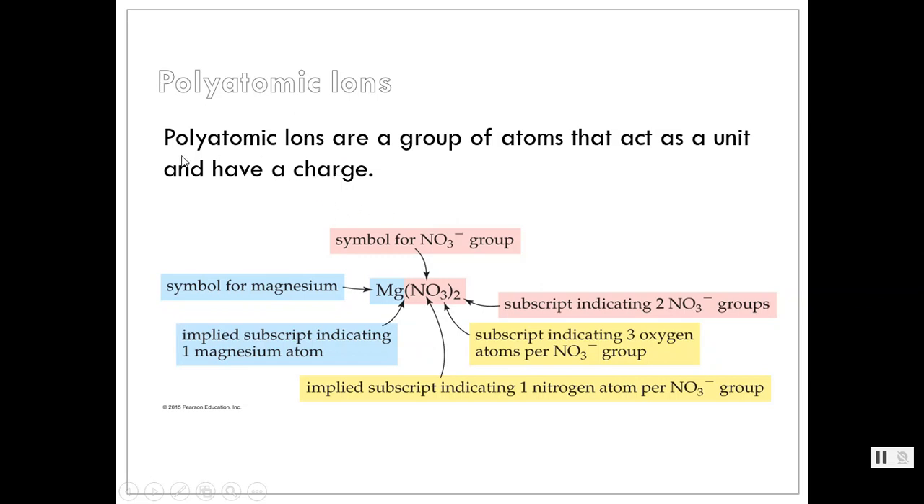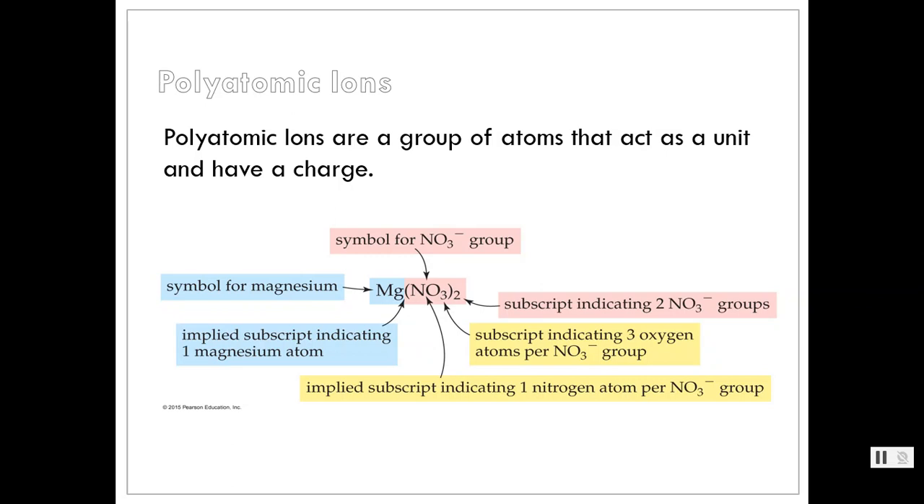So I like to think of polyatomic ions, well, actually, I got this idea from Dr. Zappala, as groupies. They work as a unit. They hang out together. One such polyatomic ion is NO3 negative. And that negative charge comes along with the entire NO3. So that is the entire polyatomic ion.